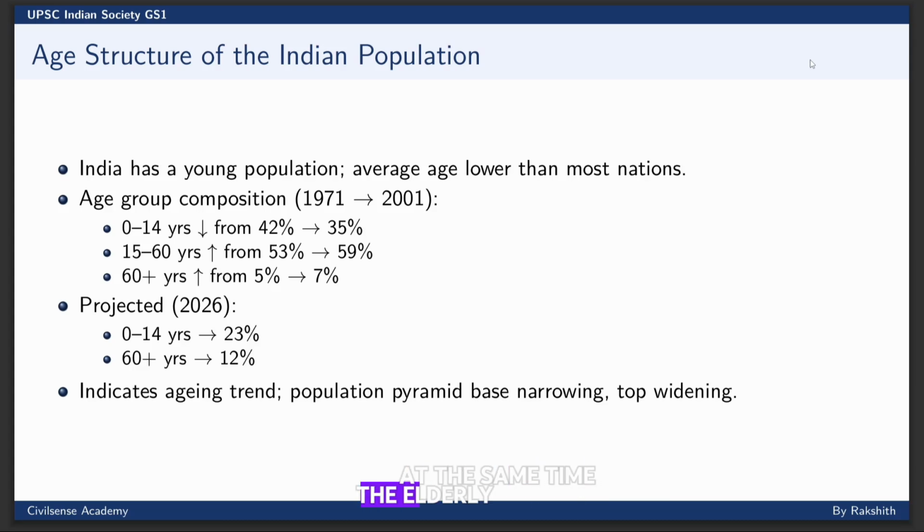At the same time, the elderly population, though still small, has been slowly increasing from about 5% to 7%. The projection suggests that by 2026, children will form only around 23%, while the elderly population will rise to nearly 12%. What does this tell us? India's population pyramid is slowly changing. The base is narrowing and the upper part is widening. In simple words, India is gradually aging, though it is still young compared to developed countries. This transition has serious implications for employment, pension, healthcare, and long-term planning.